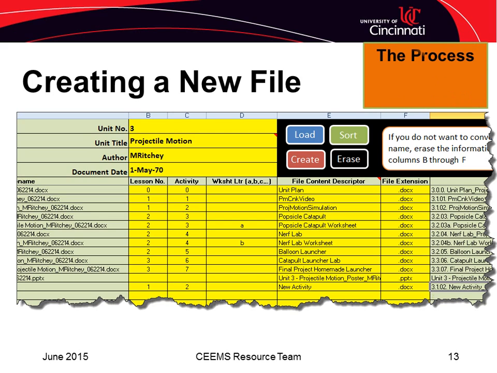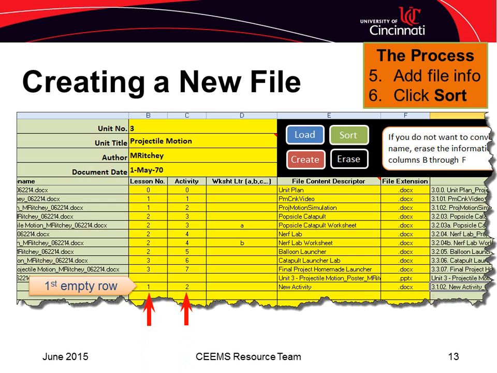Now let's walk through an example of creating a new file. You might use this when you need to add another document to your unit file set. To create your unit file, go to the first empty row below the last entry in the worksheet. Add the lesson number, activity number, worksheet letter if there is one, and the file content descriptor. After each entry, use the Enter key to confirm the entry.